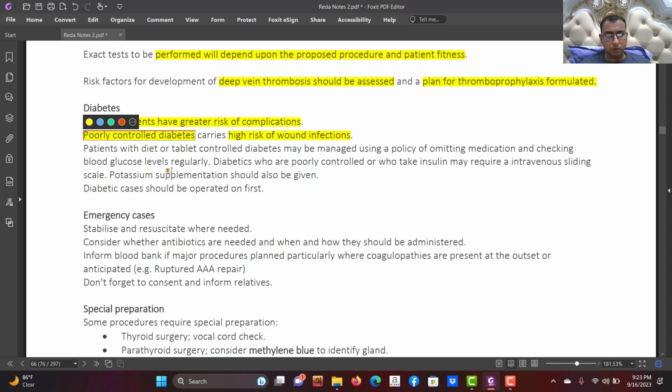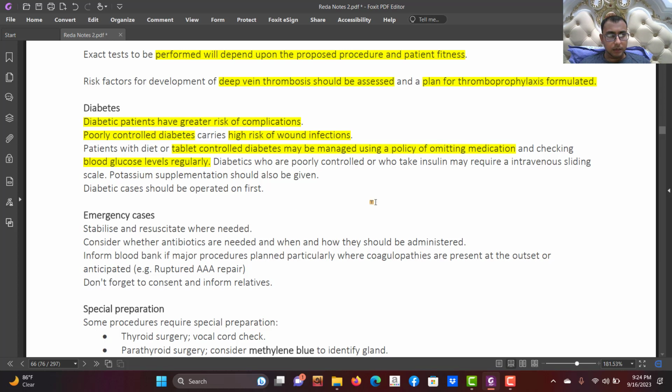Here we need to take some precautions, because patients with diabetes sometimes control their glucose level by medications, so we have to omit the medications and sometimes turn back to parenteral insulin and maintain the glucose regularly. So a tablet controlled diabetic must be managed using the policy of omitting medications.